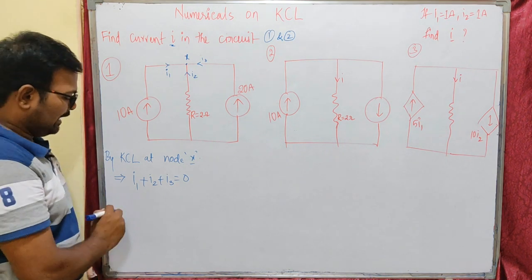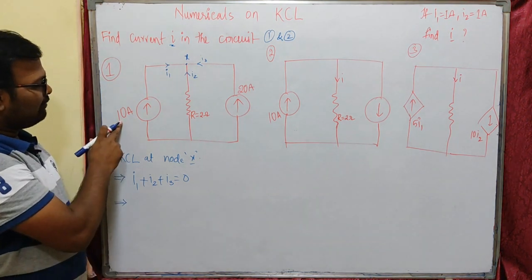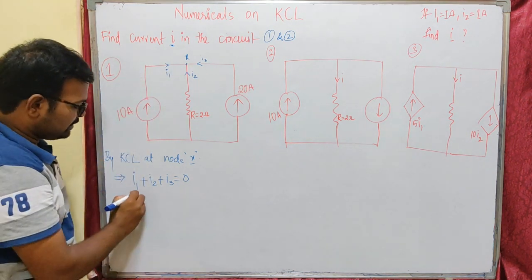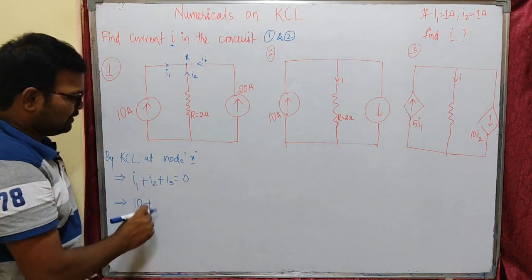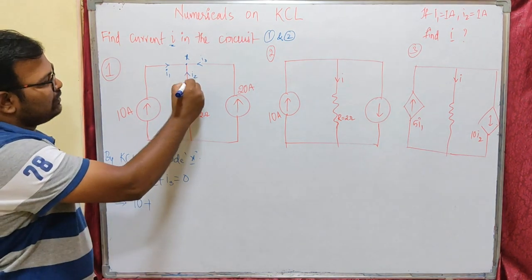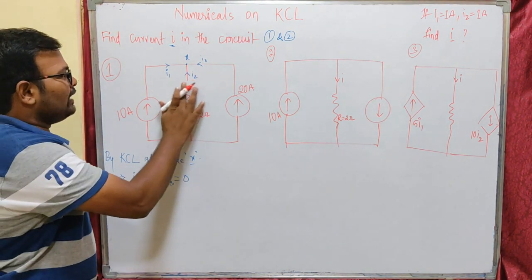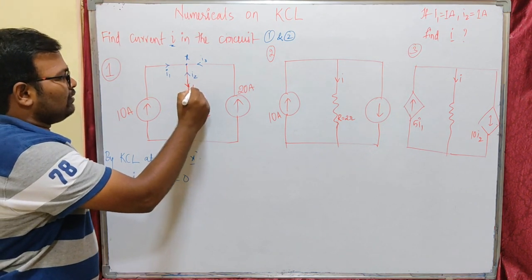Now let us see I1. What is I1 here? The given I1 is 10 amps and it is in the same direction as I1, so I am replacing I1 with 10 amps. Plus, what is I2 here? I2 is what we need to find. This is the current I we need to find.